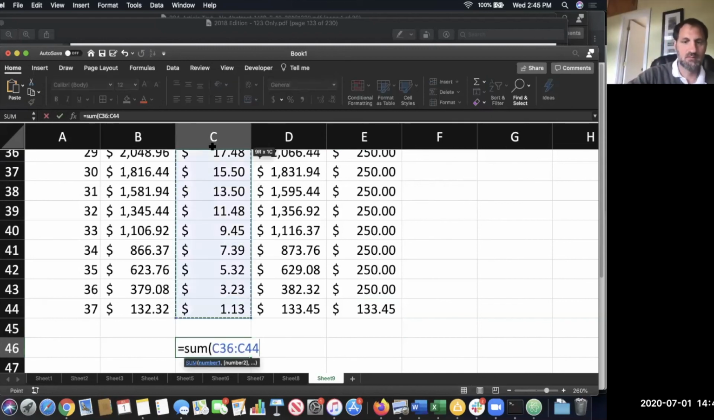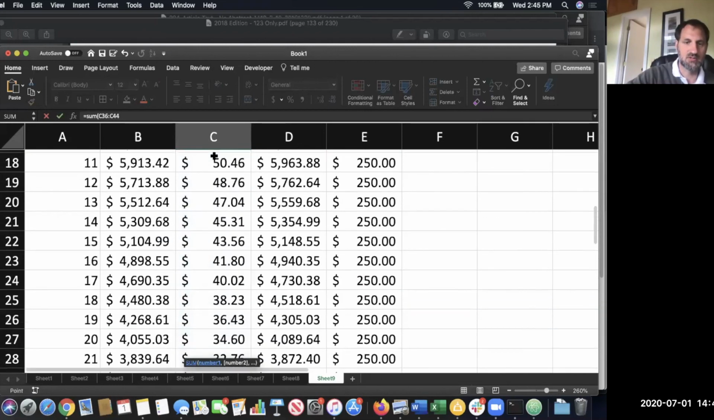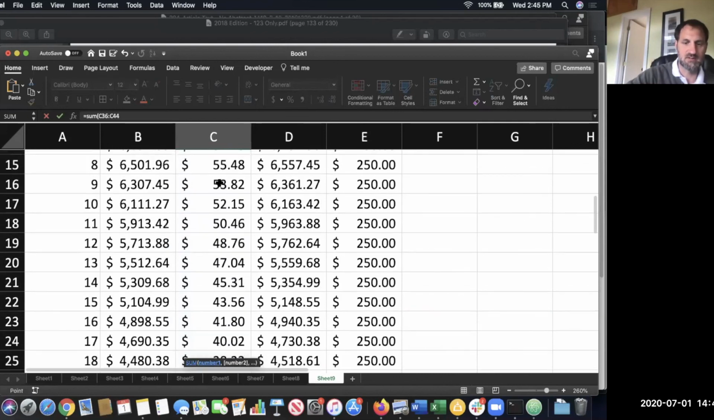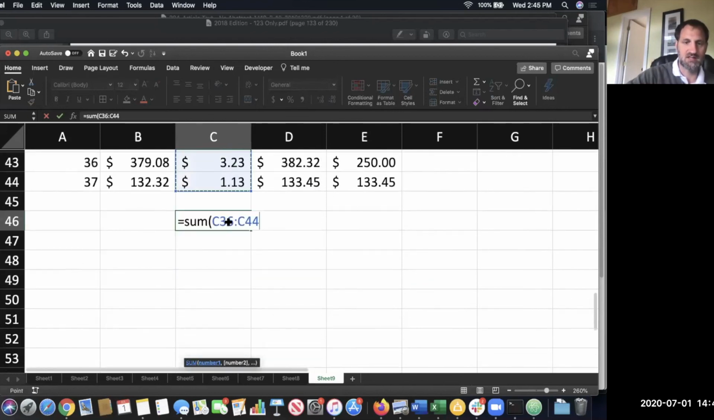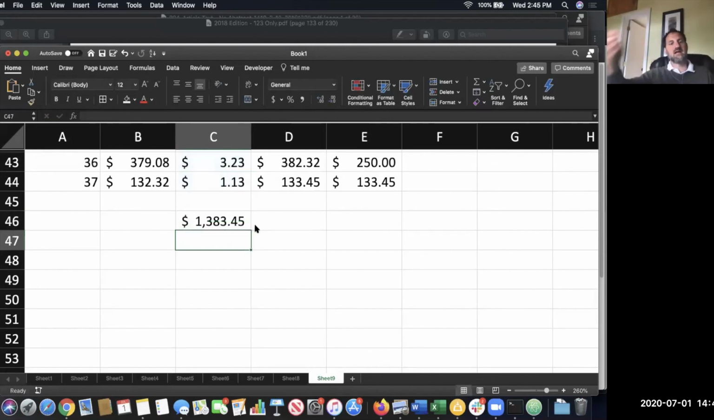So I think it starts at C6. I'm going to use the, C7 is the first one. So back in this formula, I can either highlight everything or I can type it out. C7 to C44, add up all those numbers. Okay, so how much money did I save myself by being a little more aggressive?